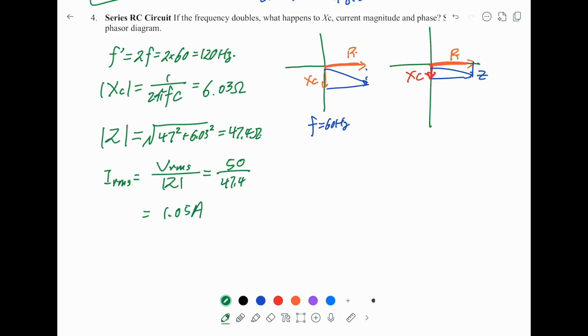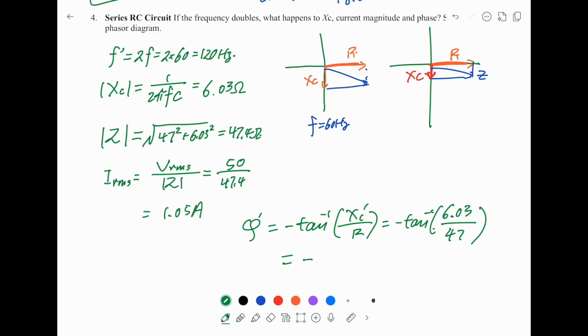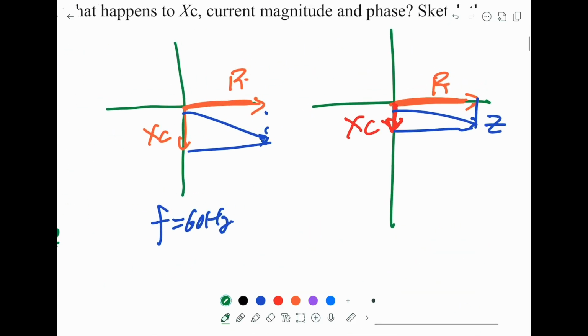Now the new angle phi is equal to minus arctangent, the new and the original. So this one is 6.03, and this is 47. So this is negative 7.3 degrees. So yes, the angle also becomes less. So this is the original, this is the new one.